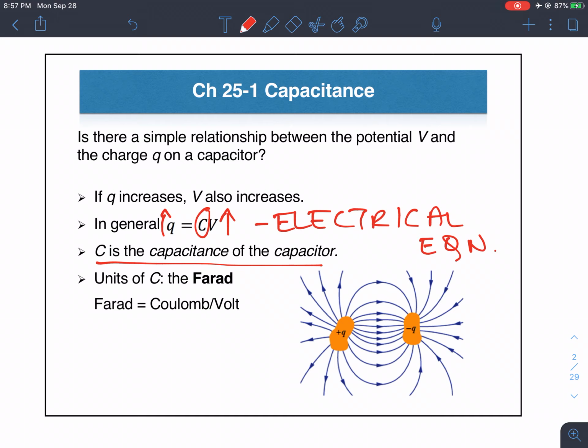The unit for C, the capacitance, is the farad. We use capital F for the unit, okay? And 1 farad is 1 coulomb per volt. Because if you look at it, C is from the equation Q over V, right? Coulombs per volt. Again, if you forget about farads, you can at least say it's coulombs per volt.